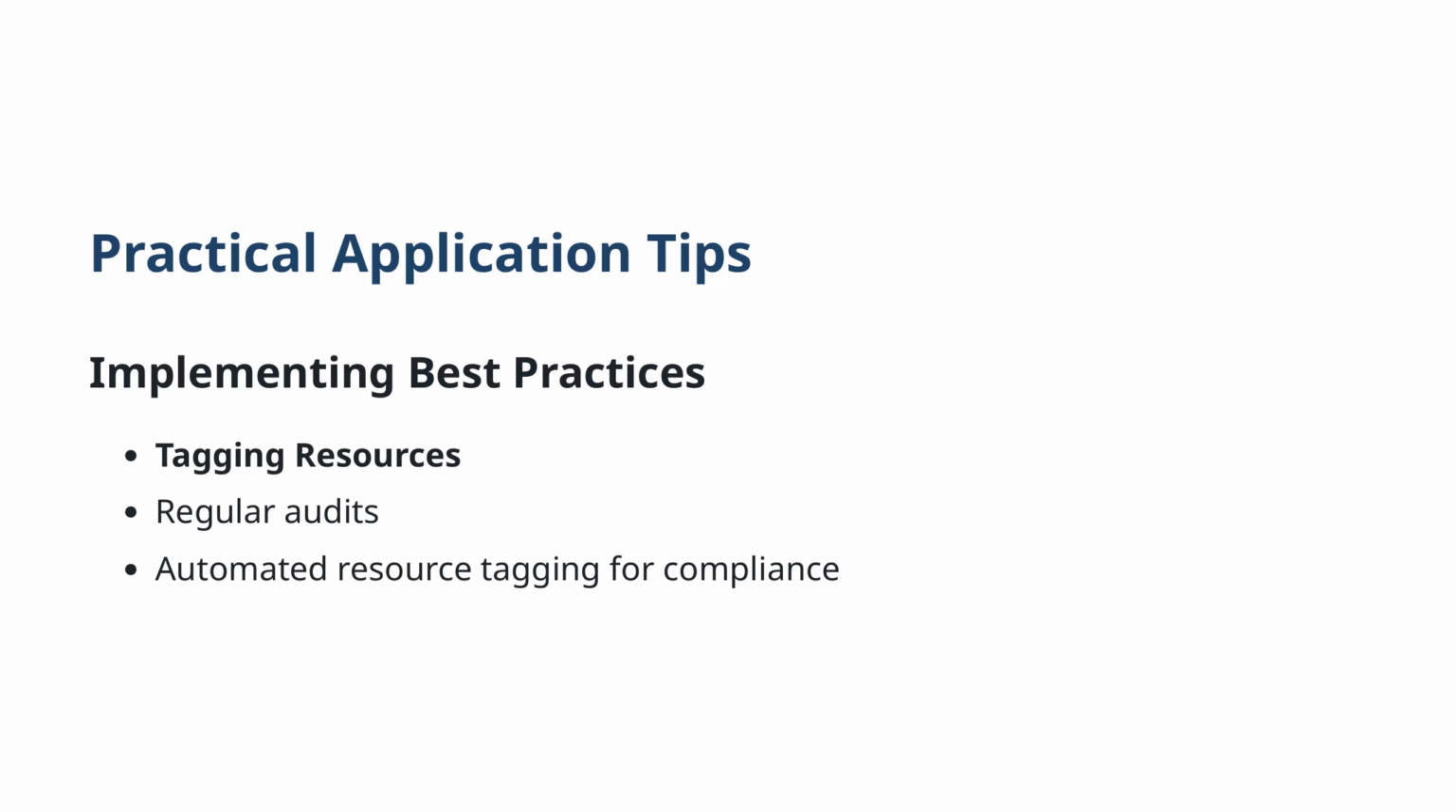Regular audits are another key practice. They help ensure that your security measures are up to date. Automated resource tagging can also play a significant role. It ensures compliance with your security policies. Additionally, it helps you identify and rectify any deviation in real time. These tips will help you maintain a secure and compliant environment, reducing the likelihood of vulnerabilities being exploited.